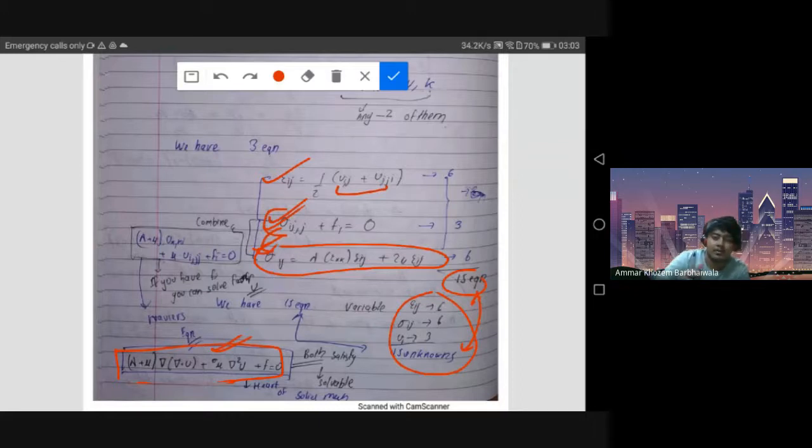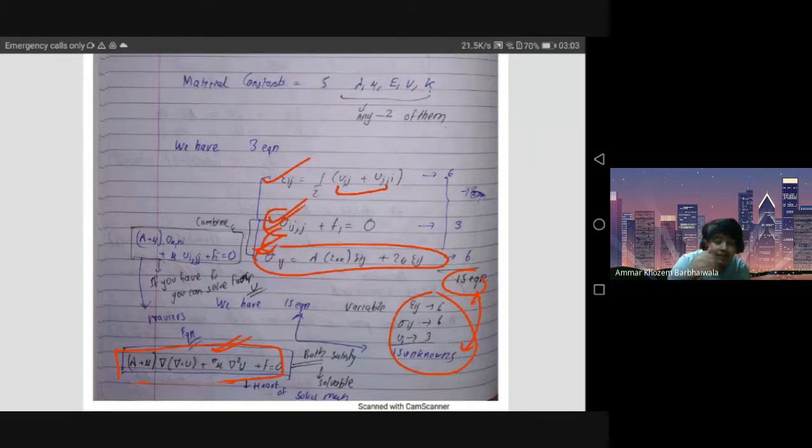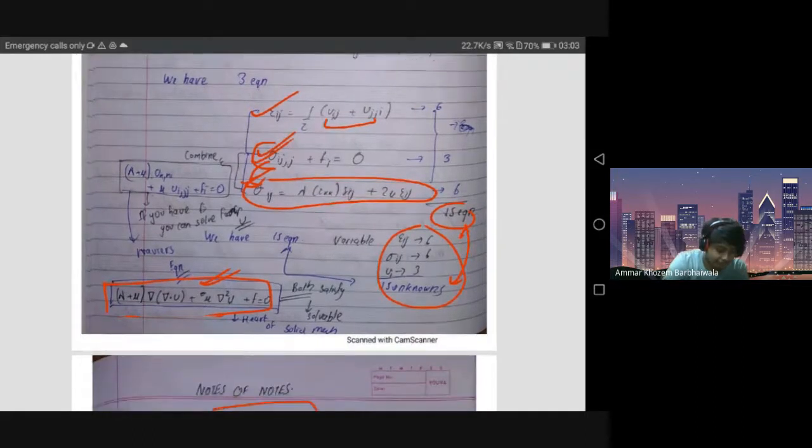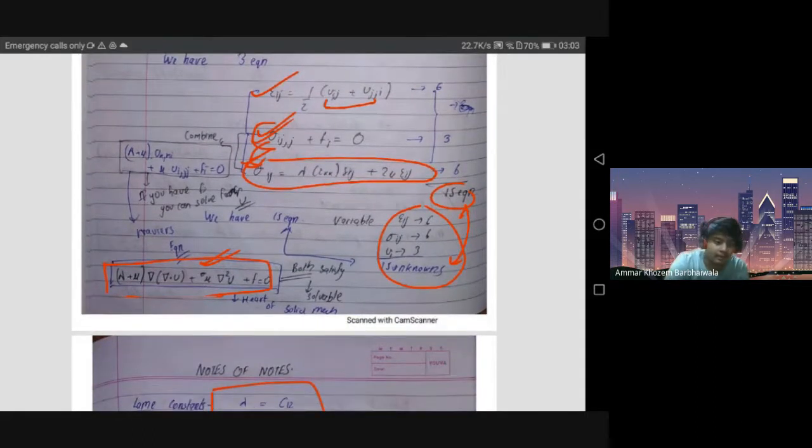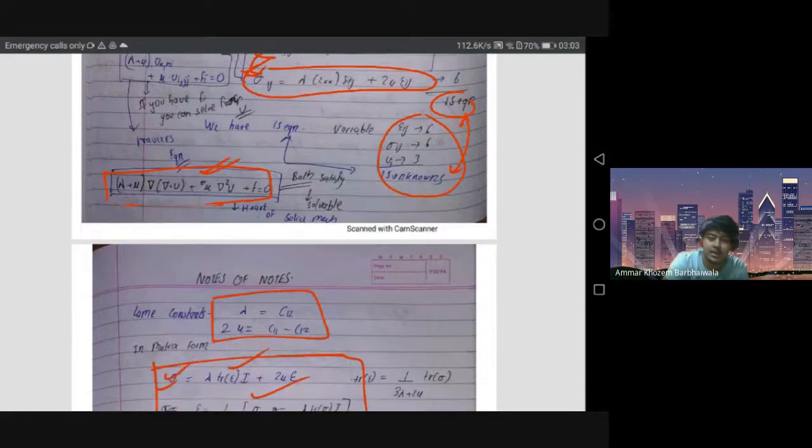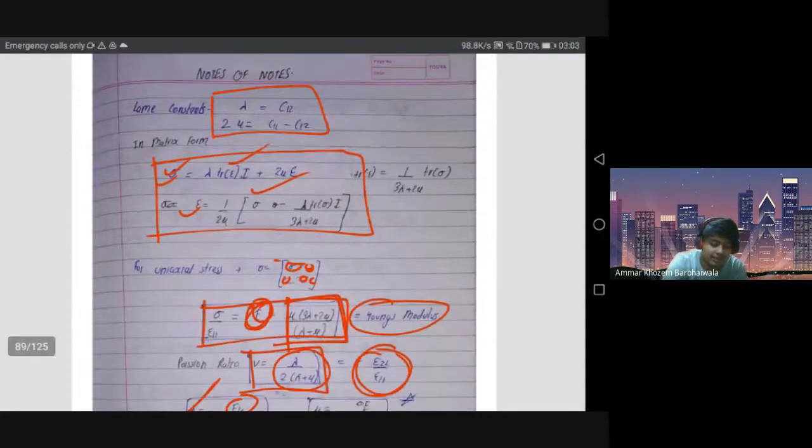Once we know u, we can find the solutions for this, and we can get the solution in terms of x and y, and then we can get all the information: the stress, strain, and every other component due to this.